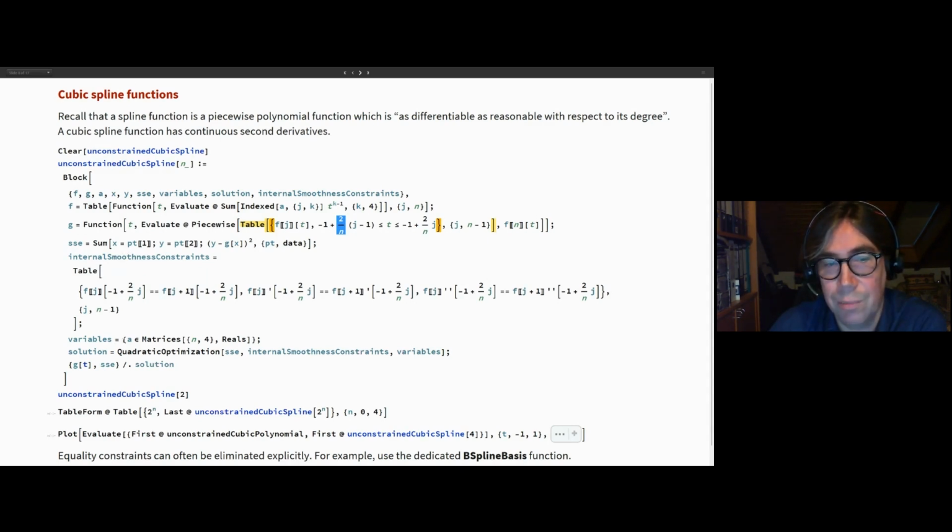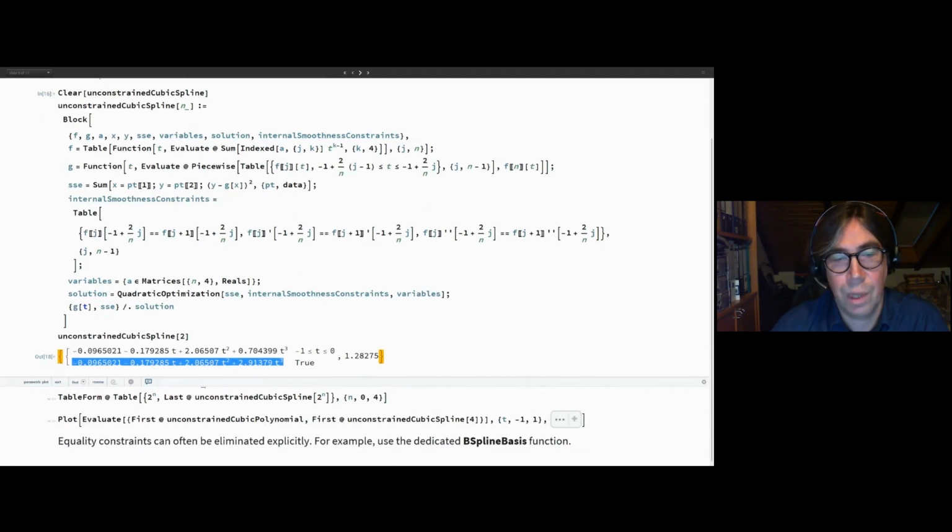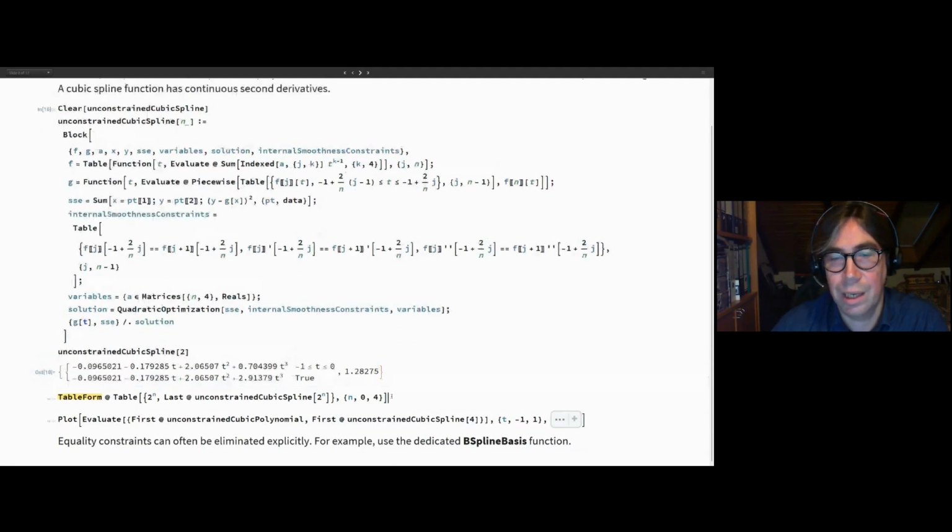The variables are now a matrix variable, and quadratic optimization handles this nicely. We'll just evaluate the example with two subintervals, where the only interval boundary is at 0, and from -1 to 0 we have the first term, and from 0 to +1 we have the second term. Internal smoothness in this case means that only the cubic summands can differ. And the more subintervals we take, the smaller is the error which we expect.